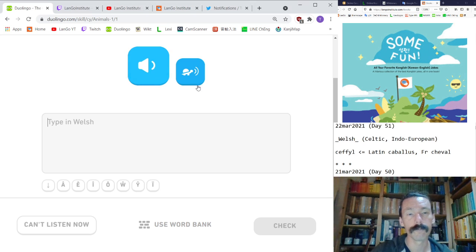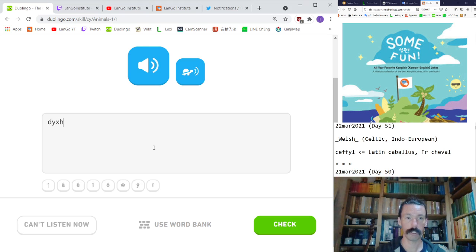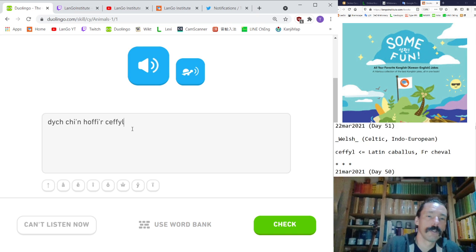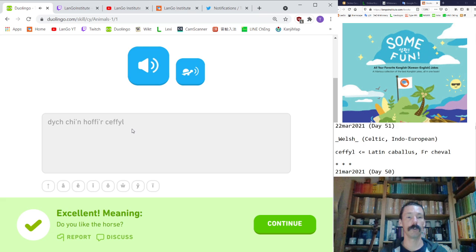Dych chi'n hoffi'r ceffyl? Dych chi'n hoffi is do you like? Chi'n is a contraction. Hoffi. Then we had another contraction with the article, the. Dych chi'n hoffi'r ceffyl? Do you like the horse? So W and Y seem to be only vowel letters, not consonants. So 7 basic vowel letters in the Welsh alphabet.